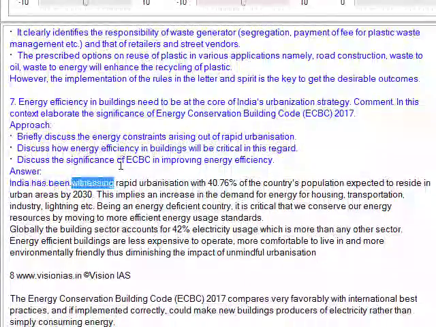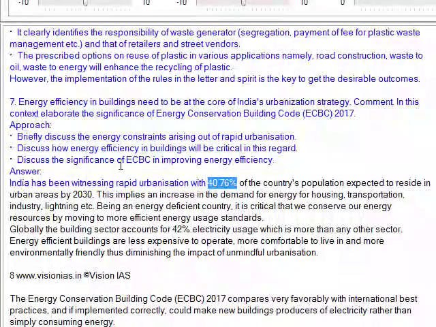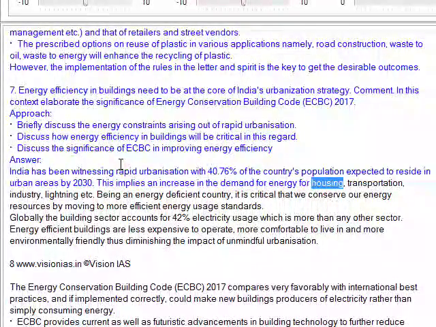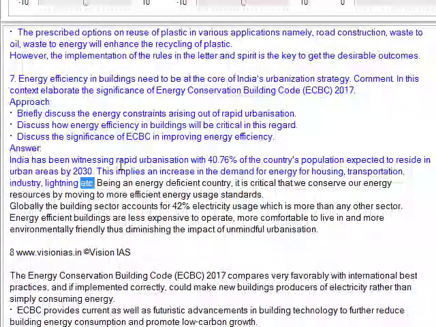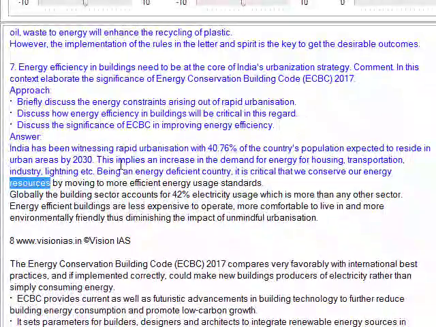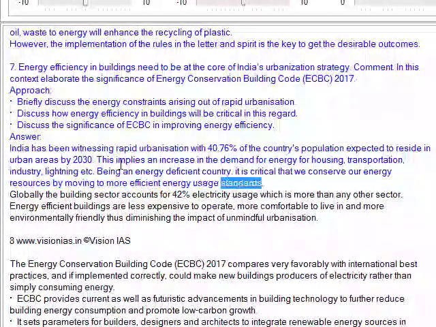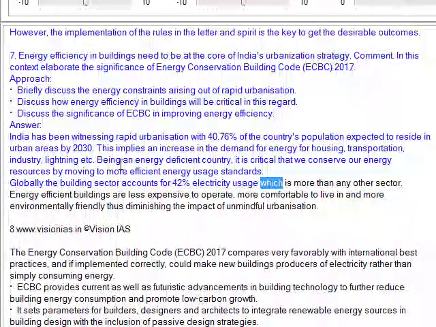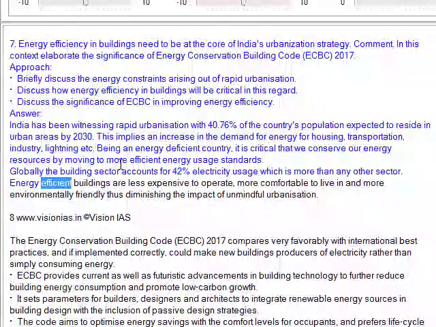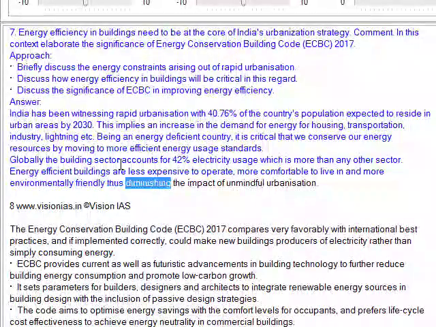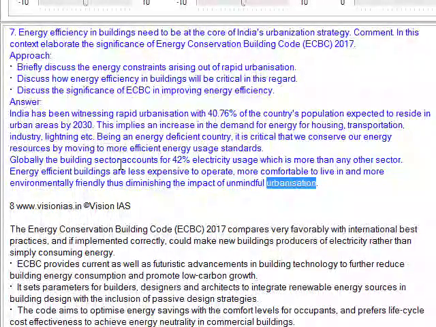Answer. India has been witnessing rapid urbanization, with 40.76% of the country's population expected to reside in urban areas by 2030. This implies an increase in the demand for energy for housing, transportation, industry, lighting, etc. Being an energy-deficient country, it is critical that we conserve our energy resources by moving to more efficient energy usage standards. Globally, the building sector accounts for 42% of electricity usage, which is more than any other sector. Energy-efficient buildings are less expensive to operate, more comfortable to live in, and more environmentally friendly, thus diminishing the impact of unmindful urbanization.